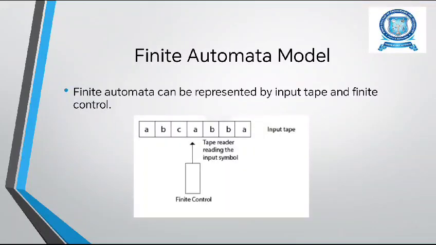Finite automata model. The finite automata can be represented using input tape and finite control. So this is a diagram for this one. The input tape is a linear tape having some number of cells. Each input symbol is placed in each cell. Finite control: the finite control decides the next state on receiving a particular input from the input tape. The tape reader reads the cells one by one from left to right, and at a time only one input symbol is read.